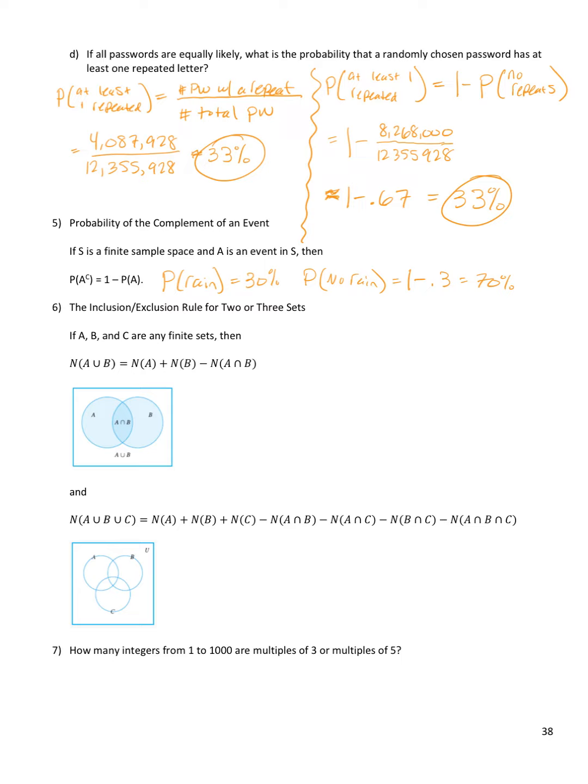So let's do an example. How many integers from 1 to 1,000 are multiples of 3 or multiples of 5?